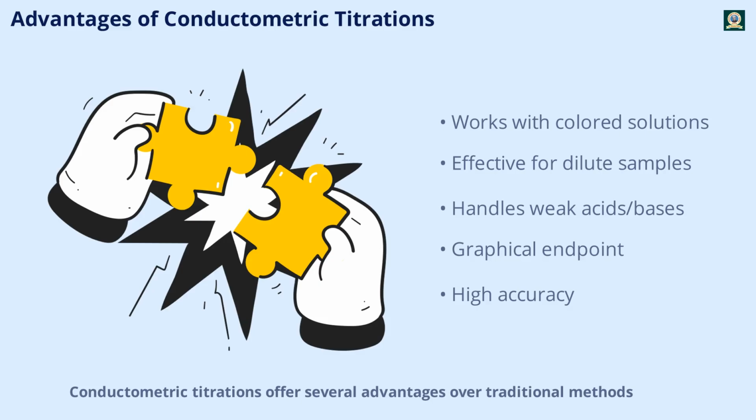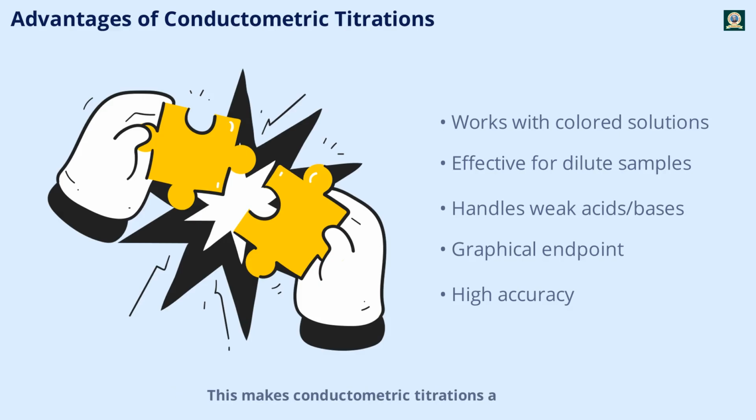Conductometric titrations offer several advantages over traditional methods. They can be used for colored solutions where visual indicators fail, and they're effective for very dilute solutions of weak acids or bases. The graphical determination of the endpoint increases accuracy and reduces subjective errors. This makes conductometric titrations a preferred choice in many analytical scenarios.